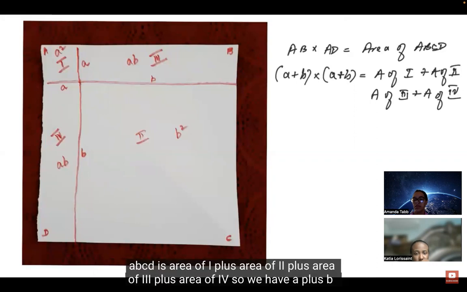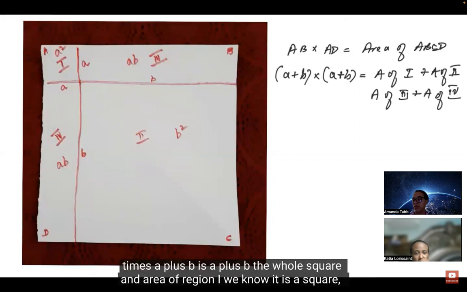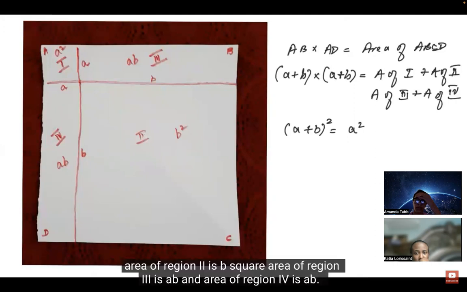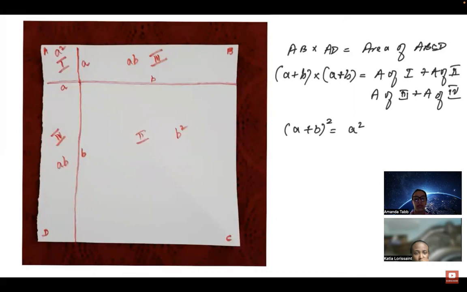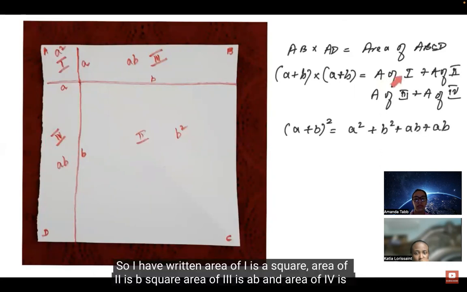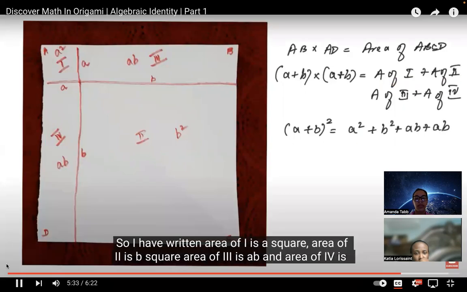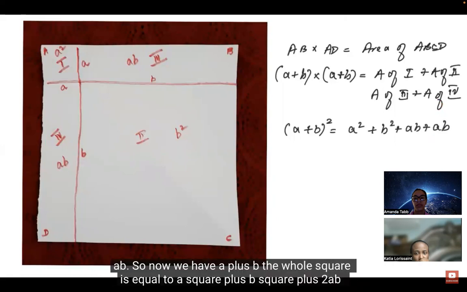So we have A plus B times A plus B, which is A plus B the whole square. Area of region 1 we know is A square. Area of region 2 is B square, area of region 3 is AB, and area of region 4 is AB. So I have written area of 1 is A square, area of 2 is B square, area of 3 is AB, and area of 4 is AB.